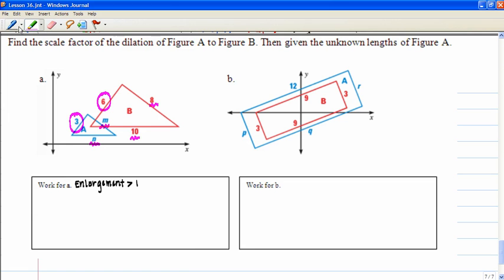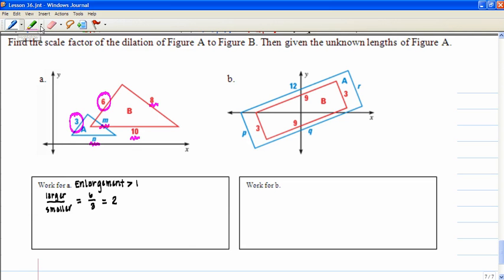So let's go ahead and do our magic. Okay, so I'm having 6 and 3, and I need to compare them. I want a number bigger than 1, so I want to put the larger value on top and the smaller value on the bottom. So a ratio of 6 to 3 would be a dilation of 2.